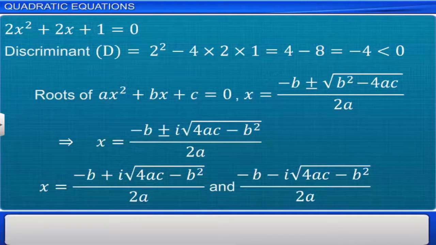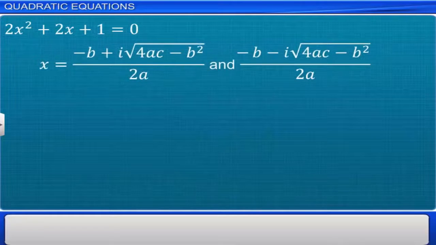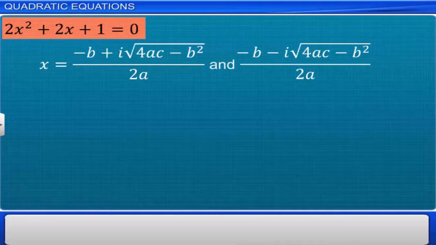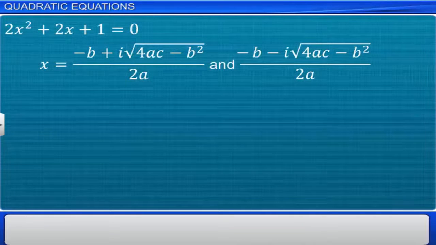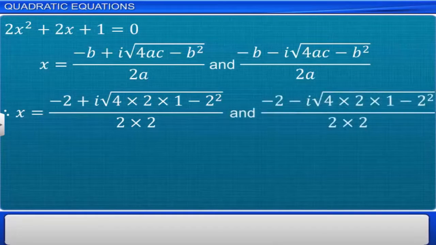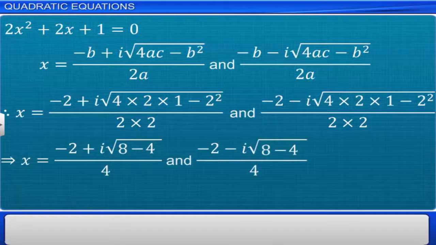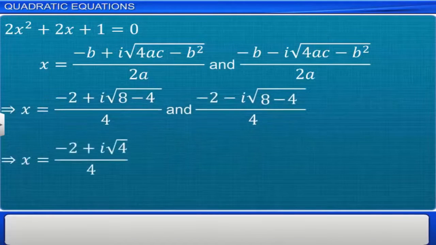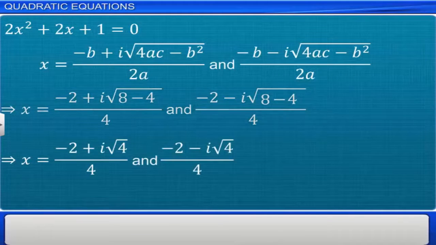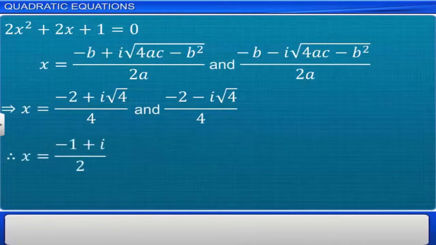Let's now solve the given quadratic equation 2x squared plus 2x plus 1 equal to 0. We have already calculated the discriminant of the equation, which is less than 0. Therefore, the roots of the quadratic equation are as shown. On simplification, we get the roots of the quadratic equation as minus 1 plus i whole divided by 2 and minus 1 minus i whole divided by 2.